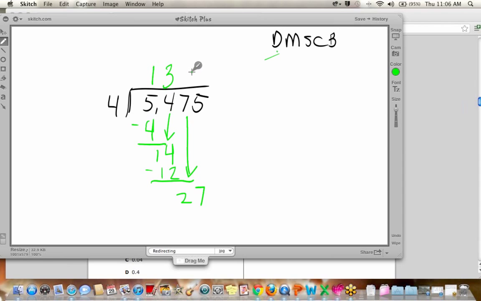Just kind of go through it in your head. 4 times 3 is 12. 4 times 4 is 16. 4 times 6... 4 times 7 is 28. So that would be a little too big.